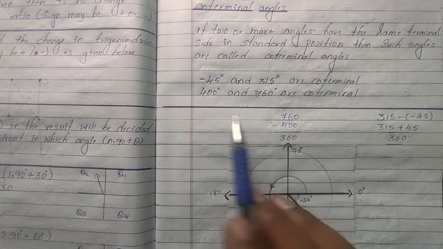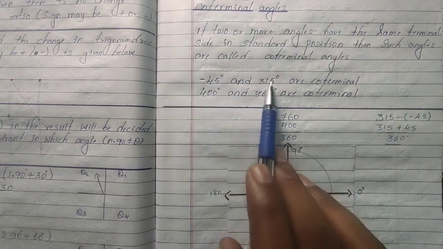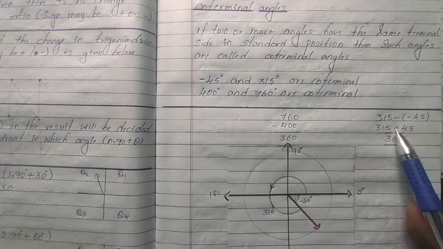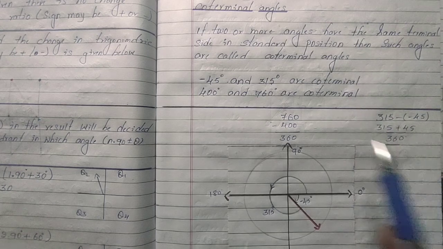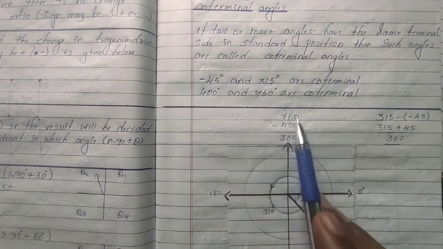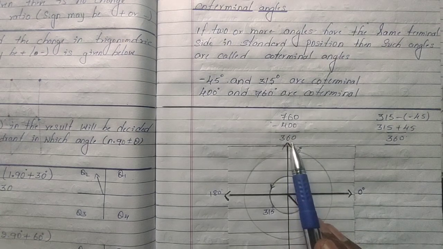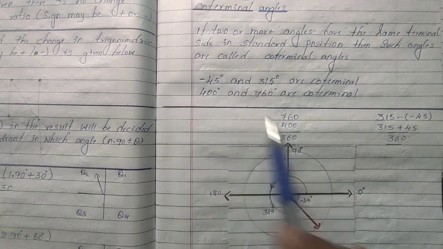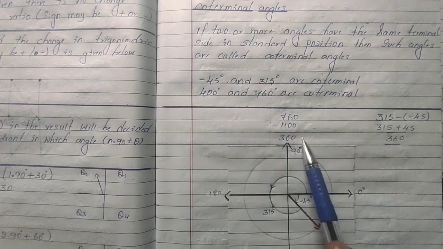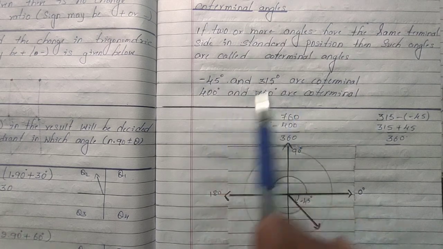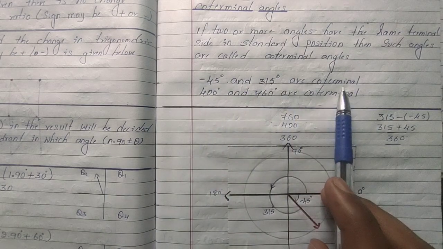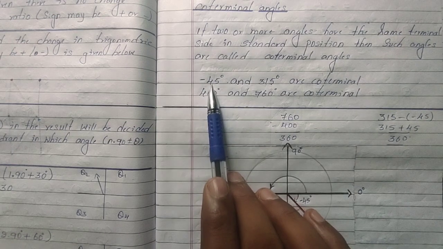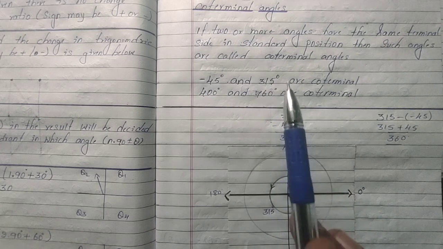How, sir? See, these two angles you subtract. 315 minus minus 45. What are you getting? Minus into minus becomes plus, and this is 360. These angles I am subtracting. 760 minus 400 is 360. Means if two angles are coterminal, when you subtract them, you get 360. Means when you show the terminal ray for minus 45 and 315, both are in the same place.